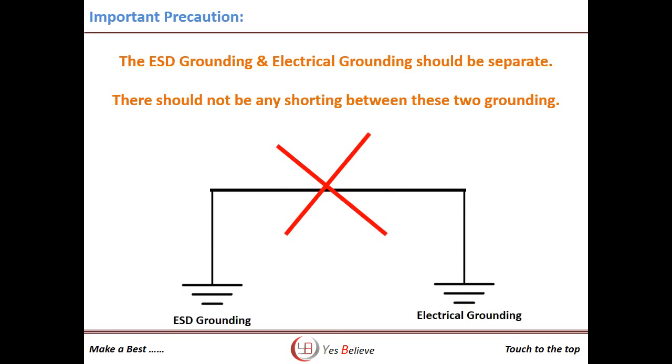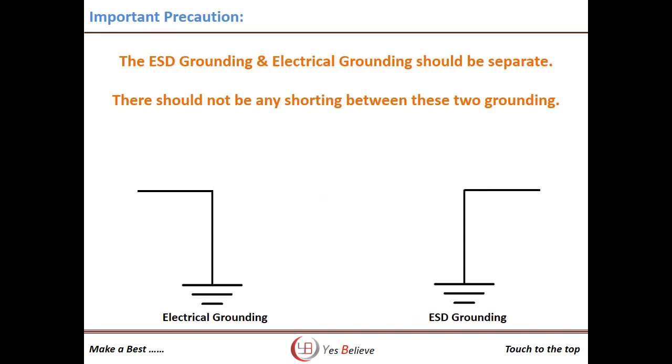If there is a shorting between ESD ground and electrical ground, this not only damages the component but also harms the workers who are using the wrist strap. So if any worker complains of getting a shock after wearing the wrist strap, you need to immediately contact the factory maintenance or utility to verify the grounding. So the ESD grounding and the electrical grounding should be separate.